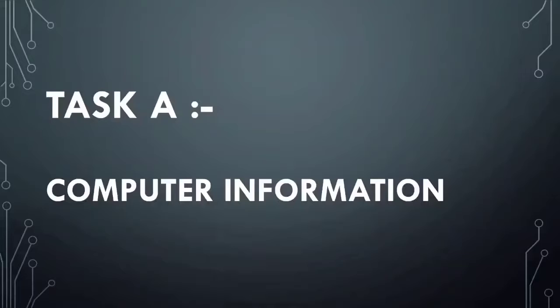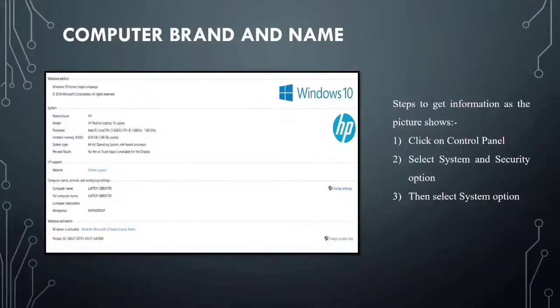Task A is computer information. Firstly, we're going to know about our computer brand and name. This is my computer. The computer brand is HP and the name is laptop-0BR017R1. To get this information, you should go to the control panel and select the system and security option, then select the system option.